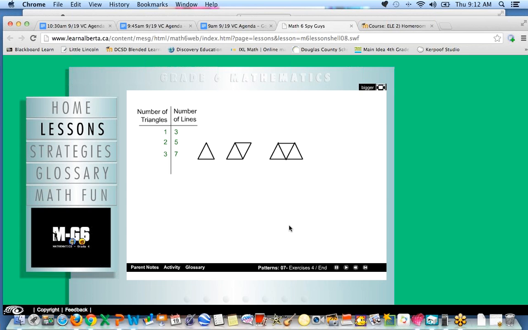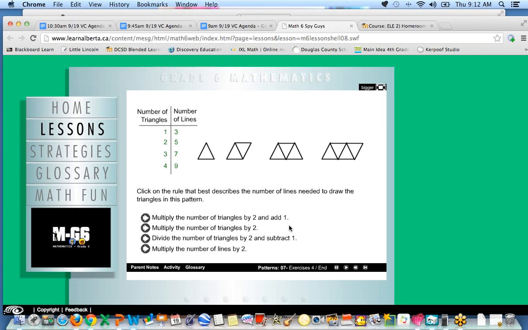Okay, we have a new pattern. Click on the rule that best describes the number of lines needed to draw the triangles in this pattern. Ooh, so now we're not looking at the number of triangles. Now you have to think a little differently. Now we're looking at the number of triangles versus the number of lines it takes to draw those triangles. So your first one's pretty obvious. One triangle, you got 3 lines.